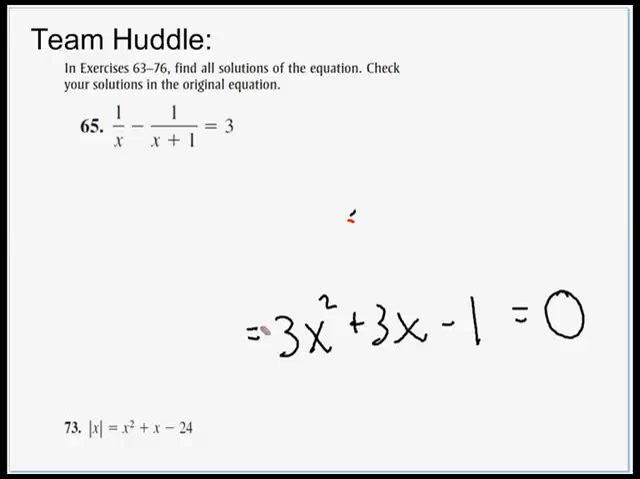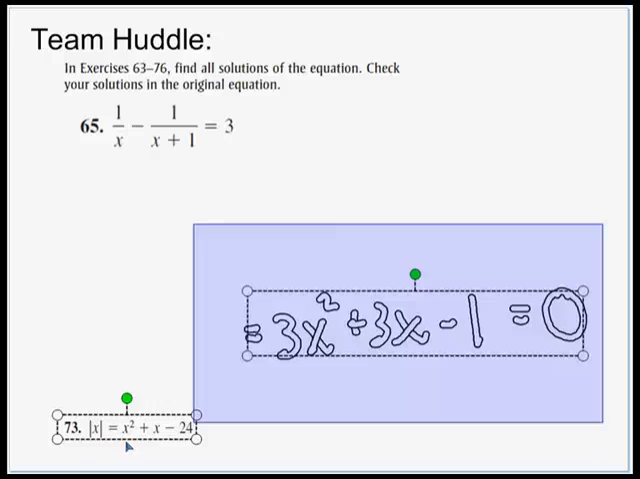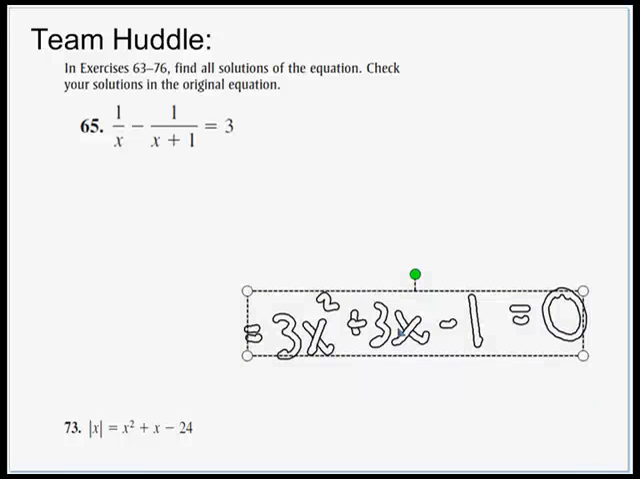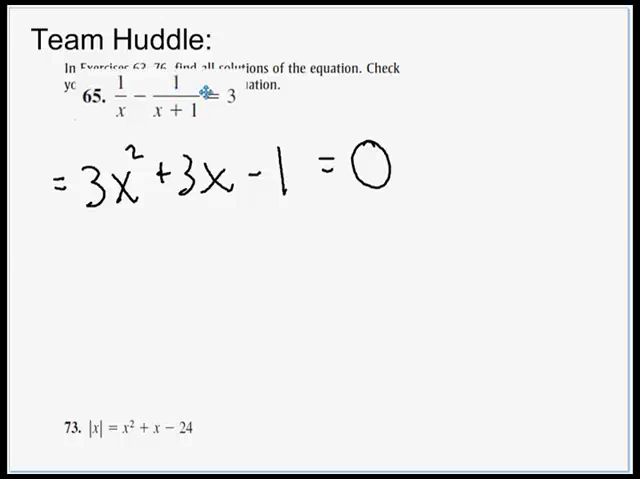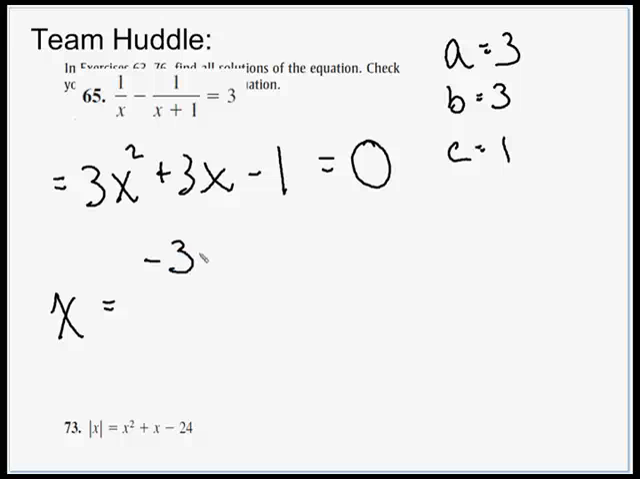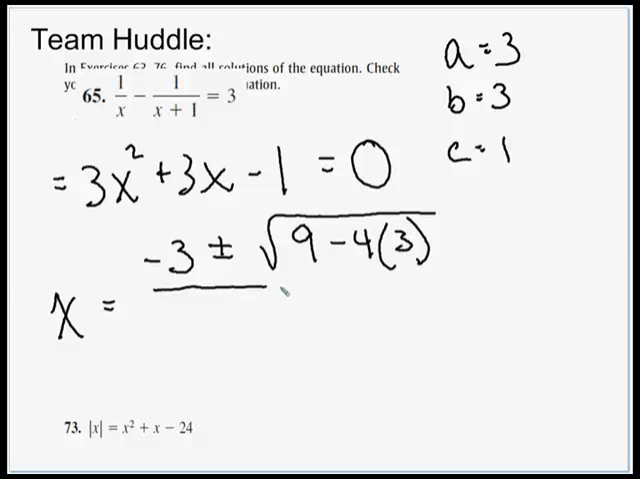Our leading term is a 3, prime number. It looks like we're not going to be able to get that middle term. So what are we going to do? We could do complete the square or quadratic. And actually, I think I'll lean toward the quadratic on this one. So let's see what we got. A is 3, B is 3, C is negative 1. So the quadratic formula, x is equal to negative b plus and minus the square root of b squared minus 4 times a times c, all divided by 2 times a.